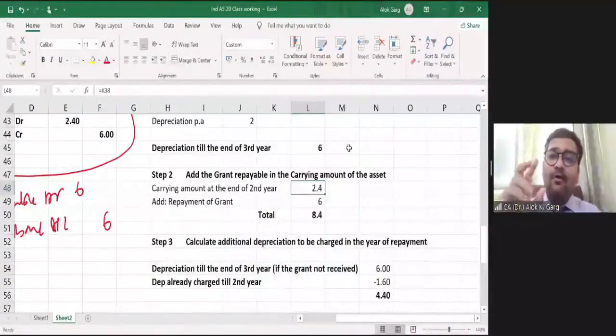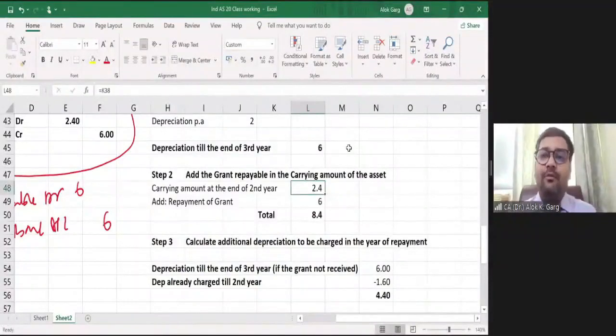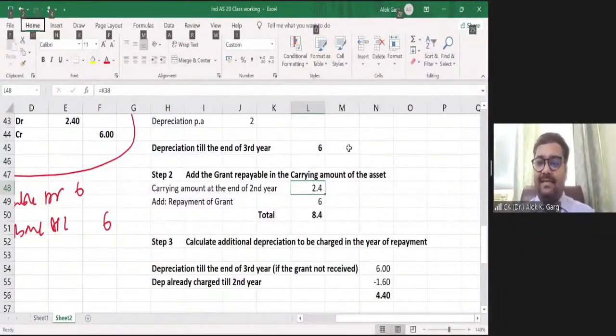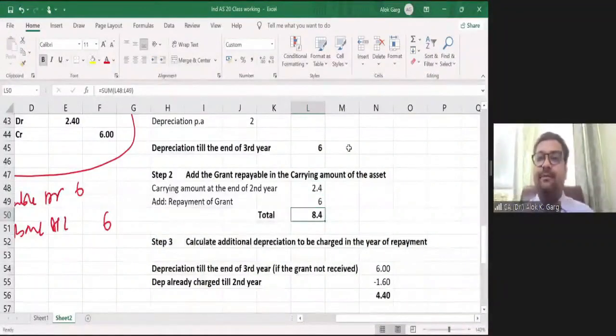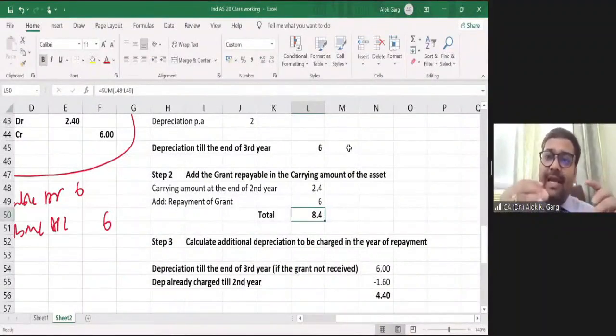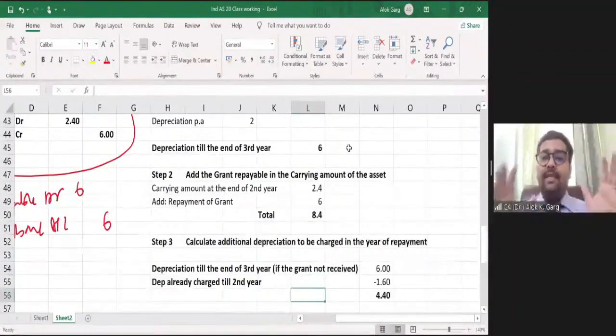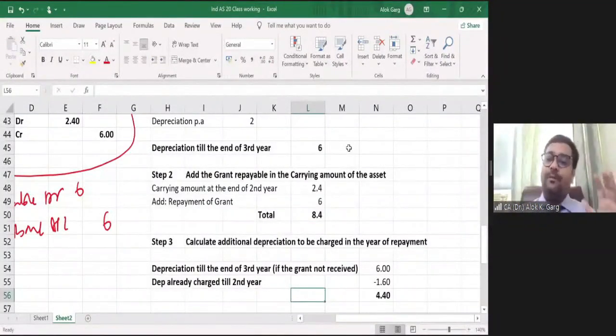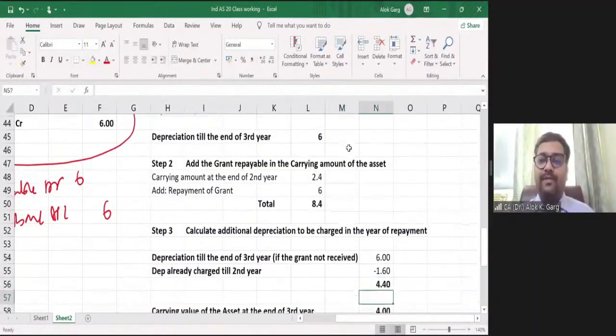And what is the amount which is repayable on account of government grant? It is 6 lakh. So 2.4 plus 6, it is 8.4. Now we have to charge a depreciation for the third year. So the depreciation for 3 years should be 6 lakhs, and we have already charged 1.6. So we need to charge 4.4 depreciation also.